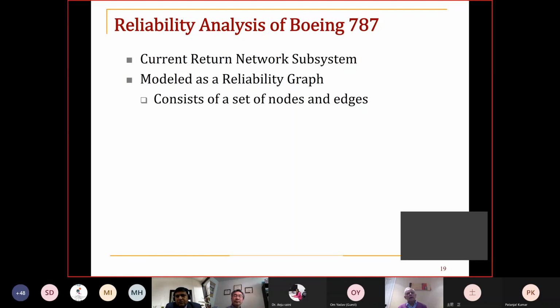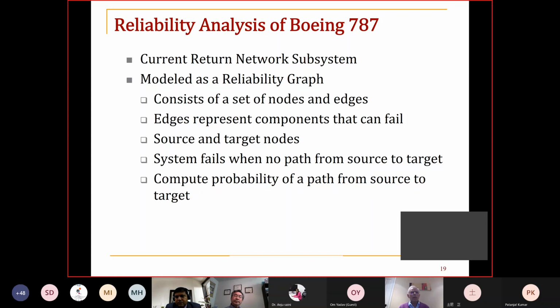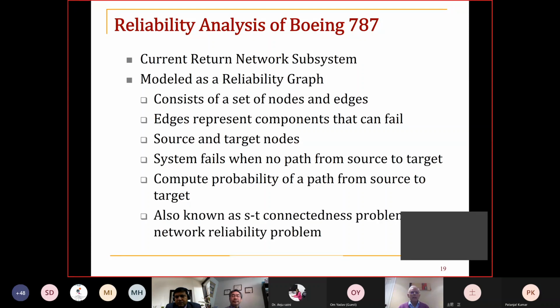So what is a reliability graph? It consists of a set of nodes and edges, and edges represent components that can fail. There is a source node and a target node, and the system fails when there is no path from source to target. We are asked to compute the probability of a path from source to target. This problem is also known as the ST connectedness problem or the network reliability problem. A very well known problem.